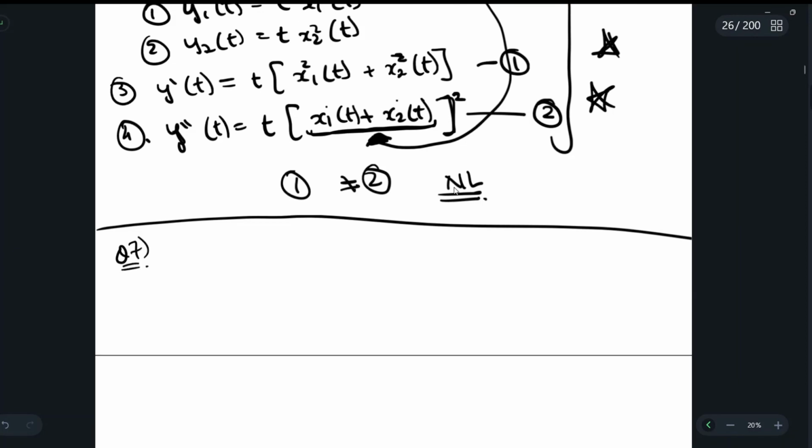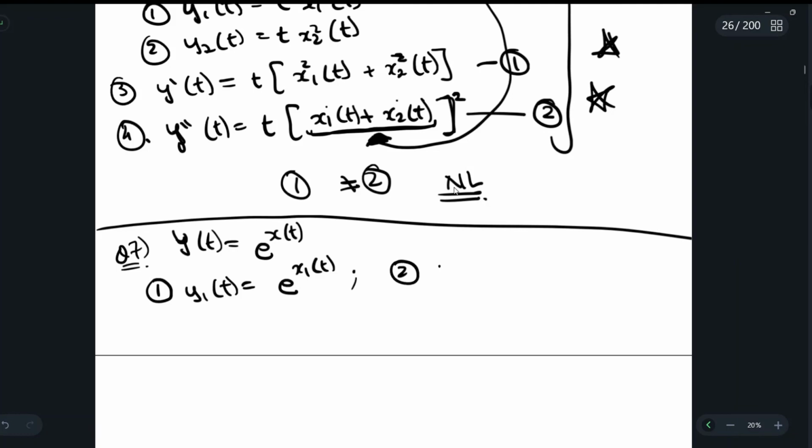That is, suppose we have the system equation y of t as e to the power x of t. Simple. Now we simply have to follow the steps irrespective of what is given to us. Now we will write y1 of t is equal to e to the power x1 of t. And similarly for the second step, we will write y2 of t is equal to e to the power x2 of t.